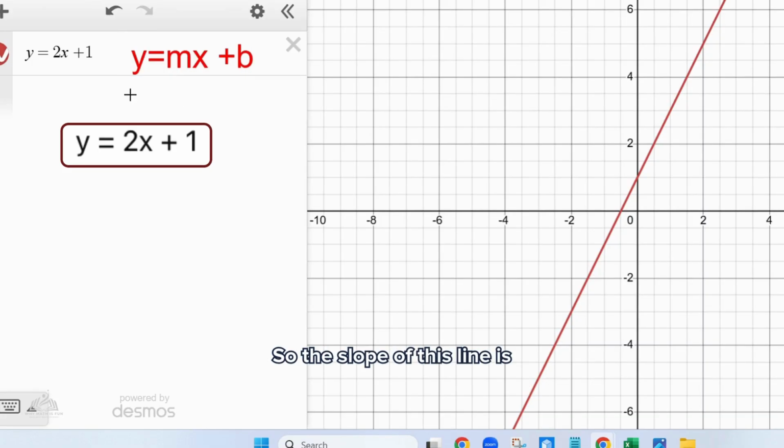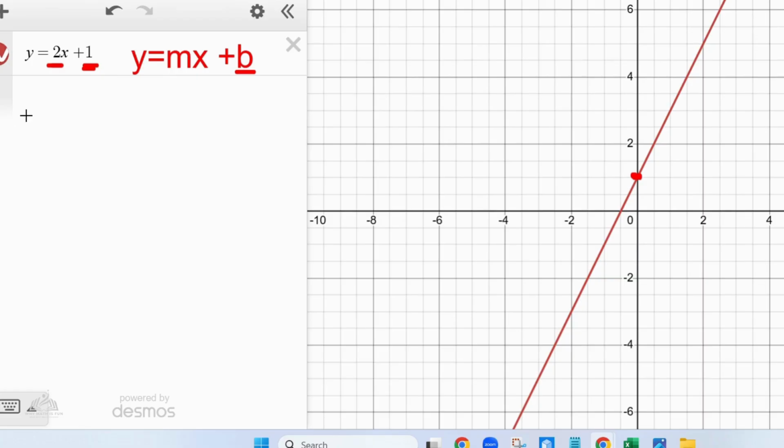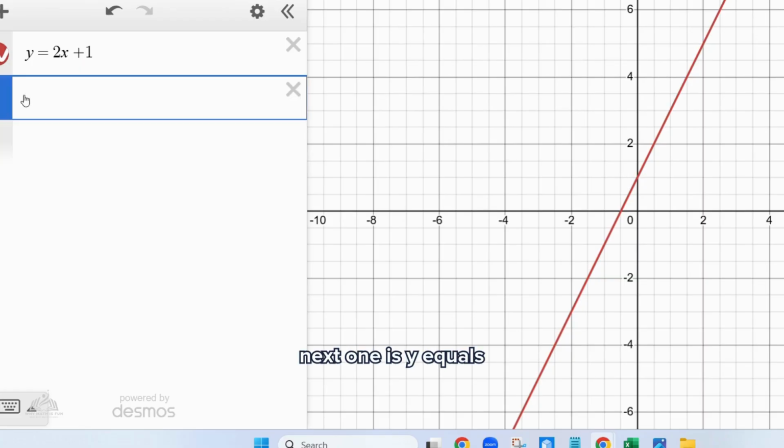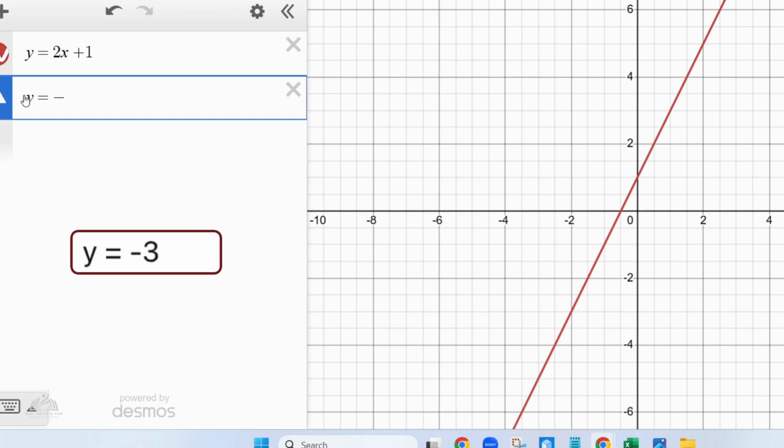So the slope of this line is 2, and the y-intercept is 1. So our line crosses the y-axis at 1. Okay, now let's look at another example here. The next one is y equals -3.